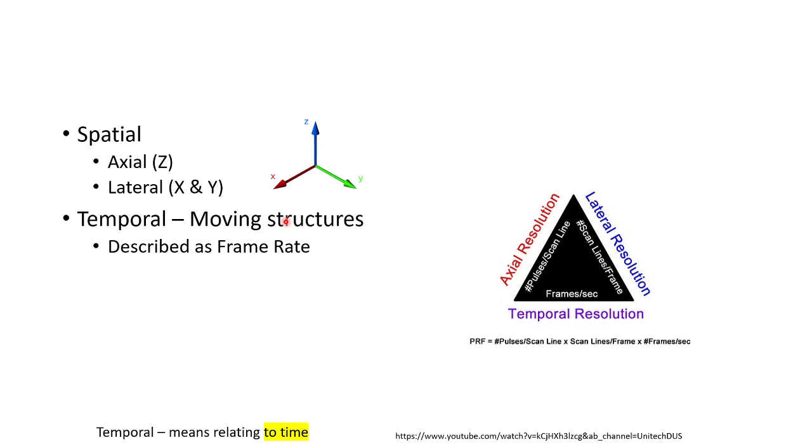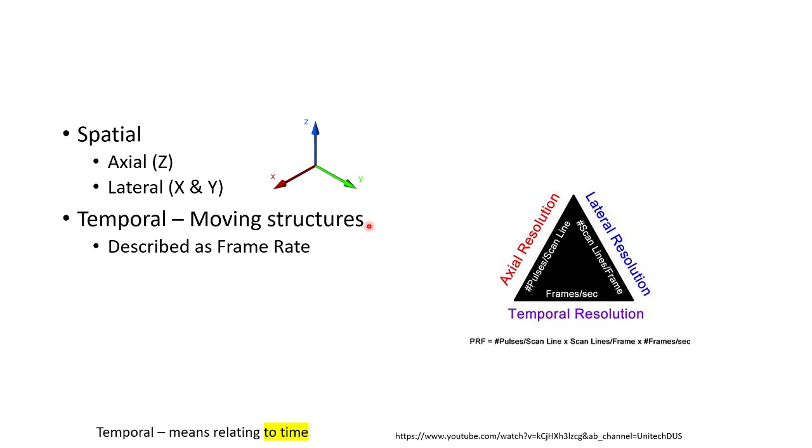types of resolution. That is, we have the spatial resolution as well as the temporal resolution. Spatial resolution is in three dimensions, the axial and the lateral. The axial is the Z axis and the lateral is the X and Y axis. So in all these planes, how much the resolution is, that is what we call the spatial resolution. This generally denotes the static image resolution actually. But when the structure is moving, the resolution we get with that moving structure, we call that temporal resolution.